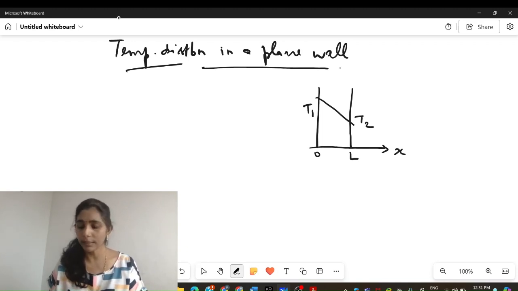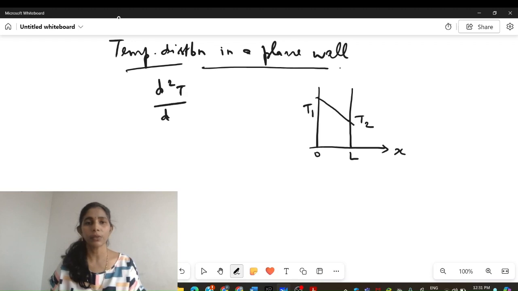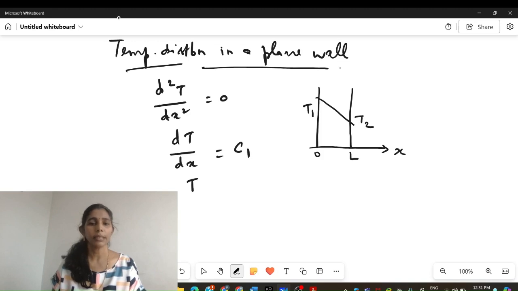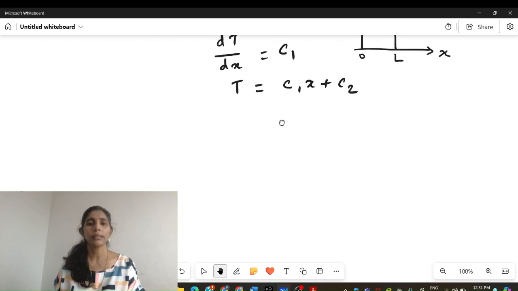We have already seen the general equation, that is d square T by dx square is equal to 0. This is for a steady state and without any heat generation. Now let me integrate this equation twice. I will get dT by dx equal to a constant. Then integrating further, T equals C1x plus C2, where C1 and C2 are simple constants, right?